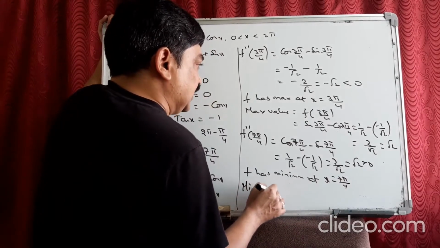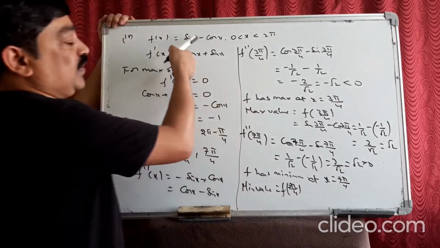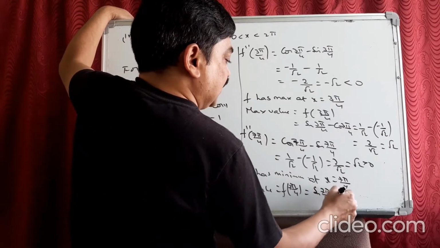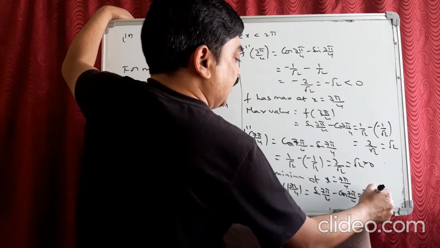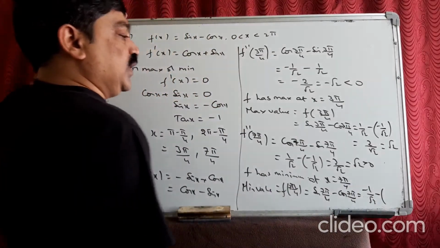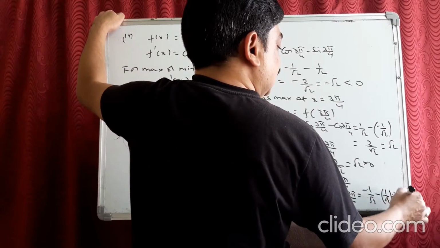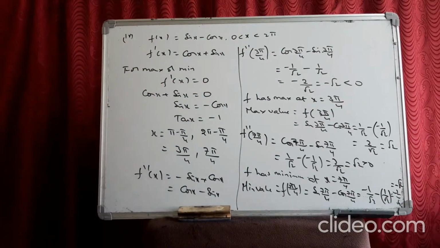Minimum value is equal to, just substitute 7 pi by 4 in the main function. So it becomes sin 7 pi by 4 minus cos 7 pi by 4. Sin 7 pi by 4 is minus 1 by root 2. Cos 7 pi by 4 is 1 by root 2. It becomes minus 2 by root 2. So the answer becomes minus root 2. Okay?